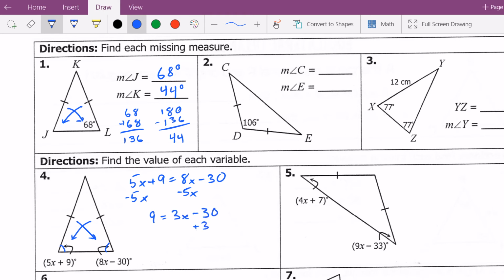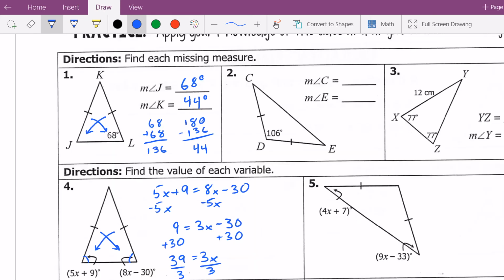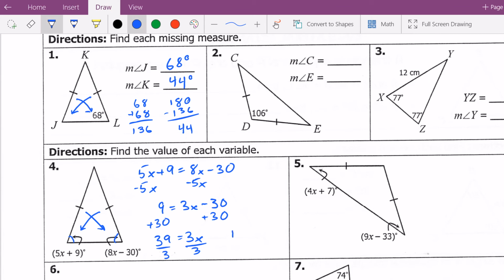Add 30 to both sides. And we get 39 equals 3x. Divide by 3. And ends up giving us that 13 equals x.